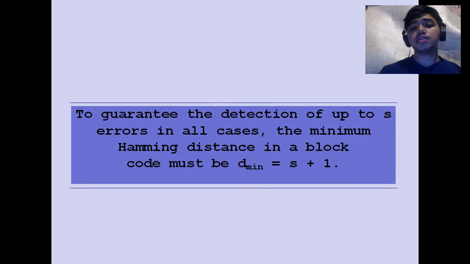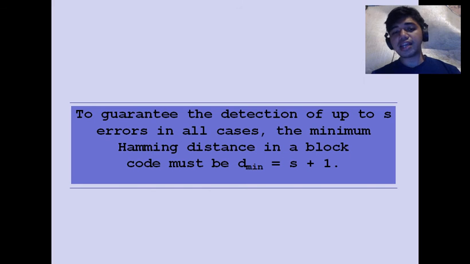So to guarantee the detection of up to S errors in all cases, the minimum Hamming distance in a block code must be d minimum equals S plus 1. So, the minimum distance for error detection of S errors that occur during a transmission: the Hamming distance between the code word sent and the code word received is S. There are data words and code words. So the minimum distance between valid code words is S plus 1, as you can see here, so that the received code word does not match a valid code word.